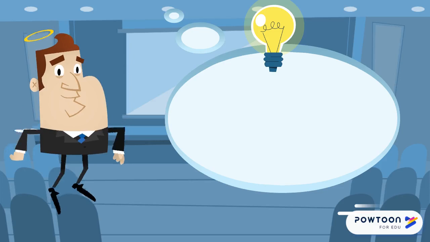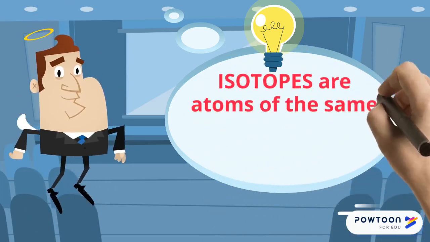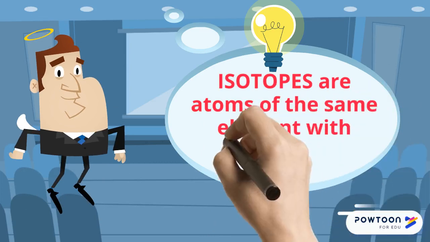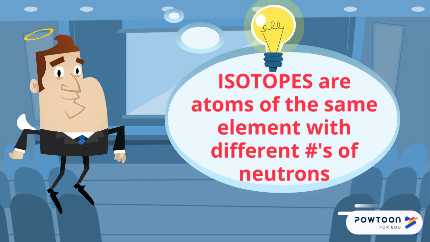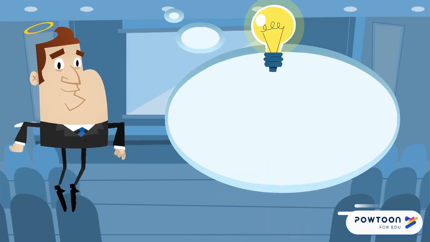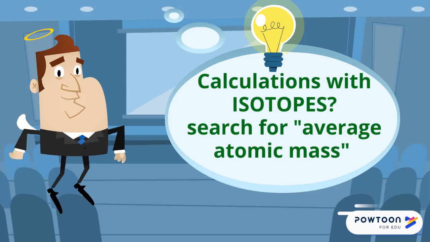In summary, the term isotope really means that there are atoms of the same element that have differing numbers of neutrons. While isotopes are well understood, it is not expected that you will know which isotopes exist for a given element. You may need to predict which isotope is most common, however. For this, search our other videos for average atomic mass.